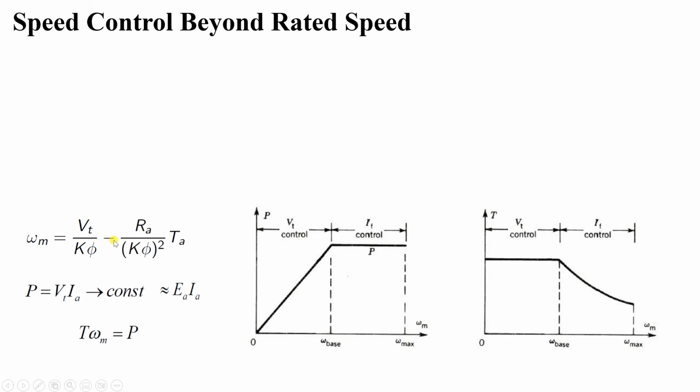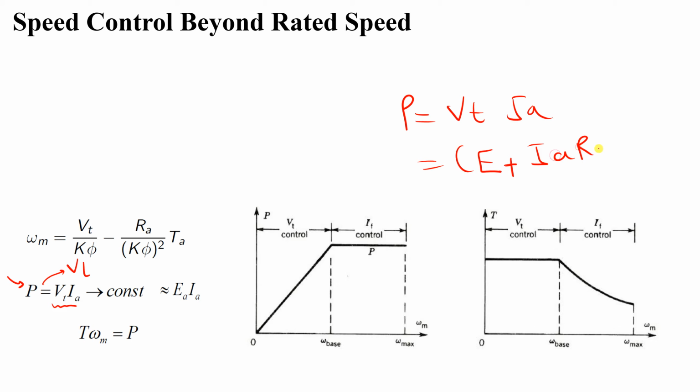So first, we have our supplied power equal to V terminal times I armature, right? This is the power given by our terminal DC supply. So here, power is V terminal I armature, and V terminal itself is equal to E plus I armature R armature, since we are talking about a motor, multiplied by I armature.